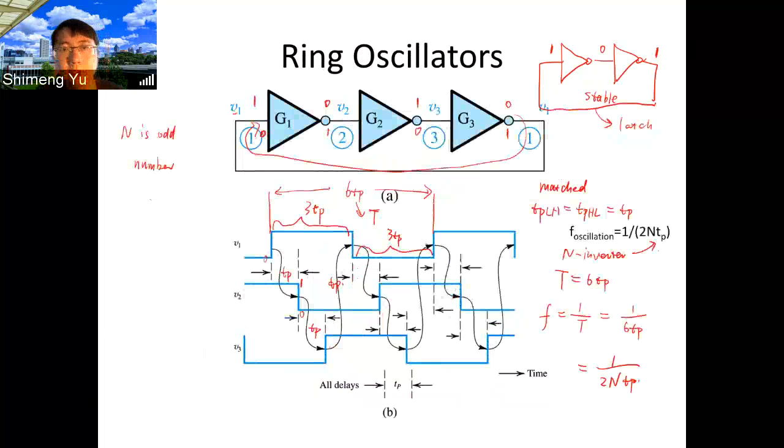And then we also discussed the ring oscillators. When we have an odd number of inverters connected in a loop, it will oscillate. And then the oscillation frequency is given by 1 over 2NTP, where N is the number of inverters. Alright, this is a recap of the last lecture.